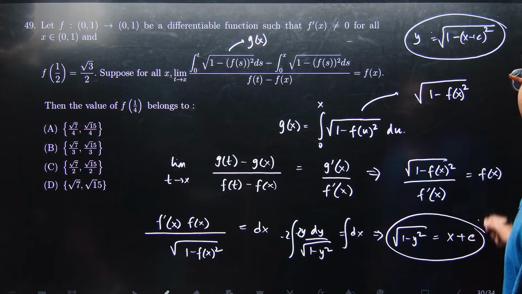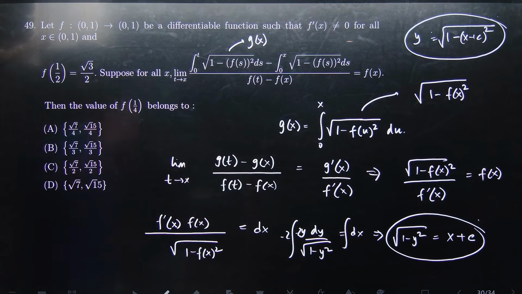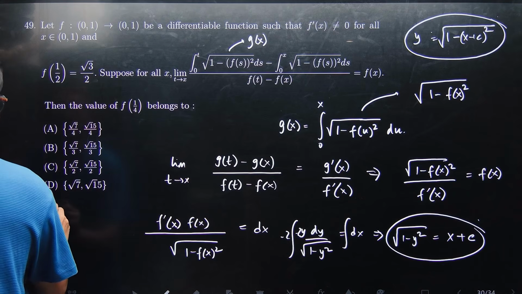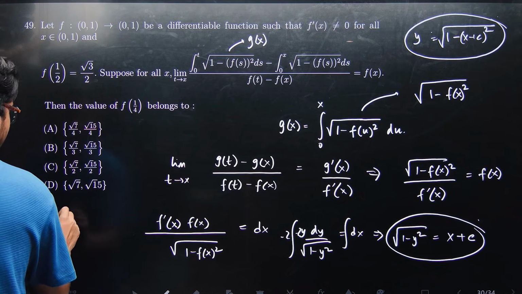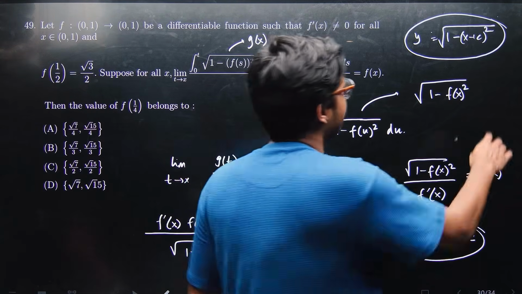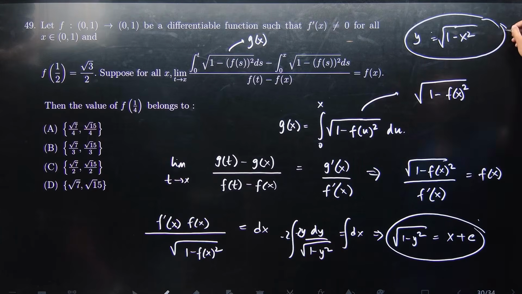Right. So now let's solve for the value of c. So 1 minus y square. If I put x equal to half, I'll get 1 minus 3 by 4, so that's 1 by 4, so half. So c is basically equal to 0 for us, okay? So this is basically 1 minus x square. C is going to be 0 for us, so this is 1 minus x square.